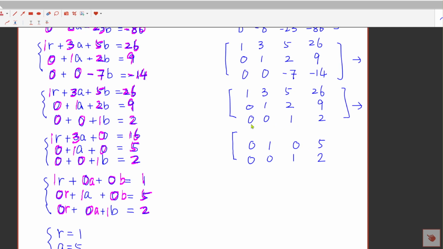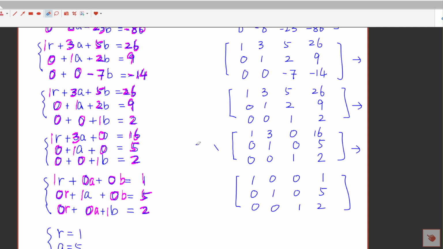And we can also multiply the third row using number -5, and that cancels this number here, right? Therefore, the first row becomes 1, 3, 0, 16. And next, we can use the second row times a number -3 and add it to the first row. Remember that? So the first row becomes 1, 0, 0, 1. And second row is 0, 1, 0, 5. And third row does not change, which is 0, 0, 1, 2, right?